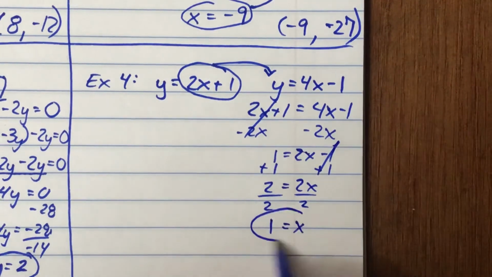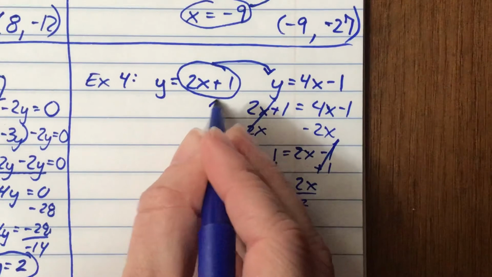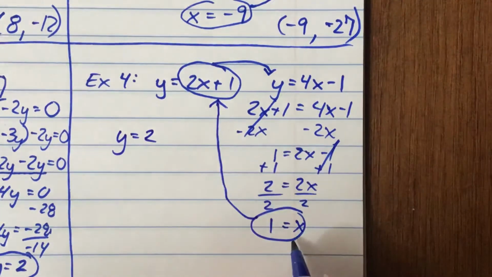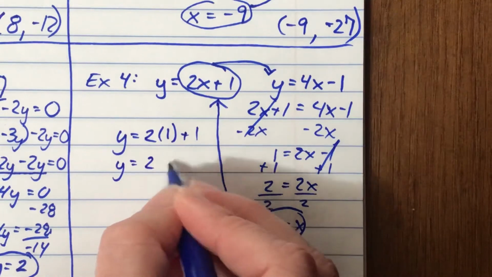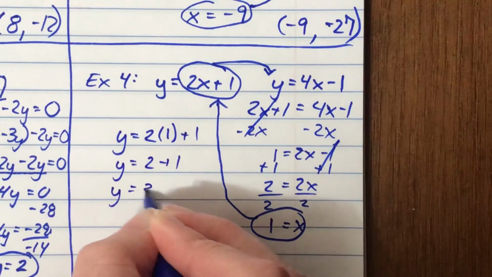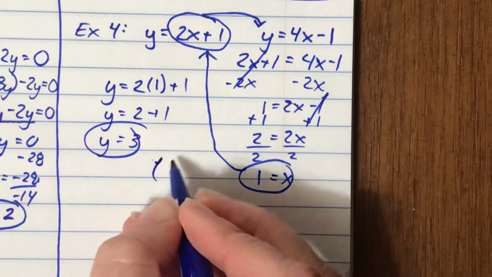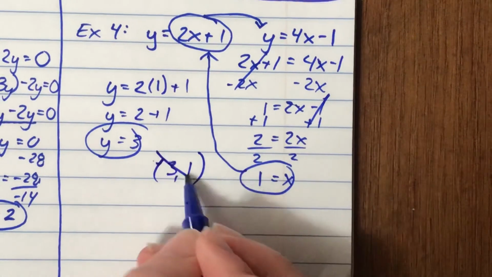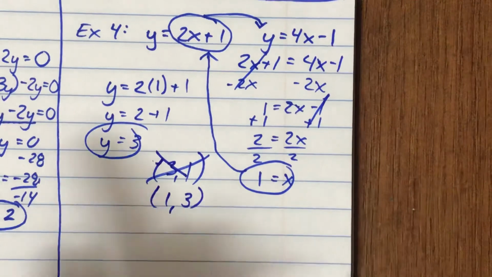And then again, we're going to make that last substitution back to figure out what y is. So we're going to go back to the beginning, and we're going to do y is equal to 2 times 1. I'm going to drop in the 1 for the x, plus 1, and so y is equal to 2 plus 1, y is equal to 3. Now, a lot of people would be tempted here to write that the answer is (3, 1), but again, make sure you're paying close attention to what order. That is not right. The answer here would be (1, 3), because again, x comes before y.